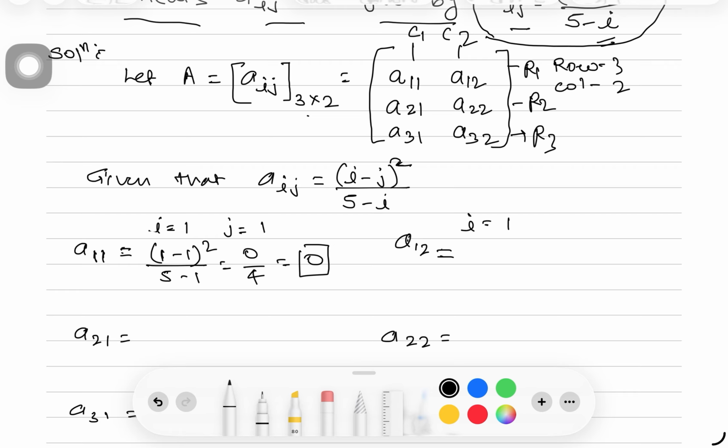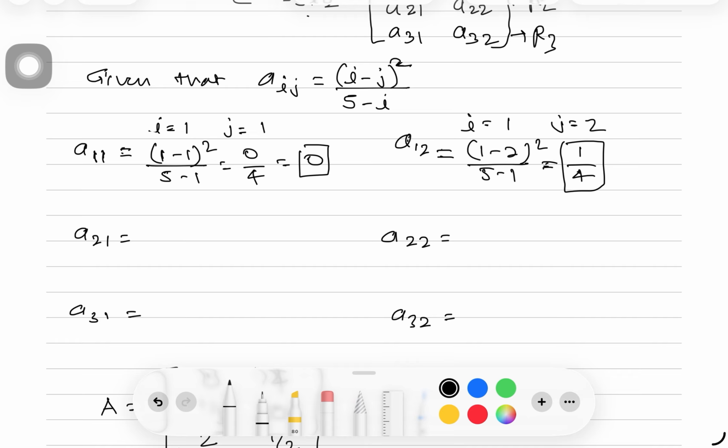Next, A of 1, 2. So i equals 1 and j equals 2. So (1 minus 2) the whole square upon 5 minus 1. That is (minus 1) square, which is 1, so it equals 1 by 4. Next, A of 2, 1. So (2 minus 1) the whole square upon 5 minus 2, that is equal to 1 by 3. Next, A of 2, 2. (2 minus 2) whole square upon 5 minus 2.